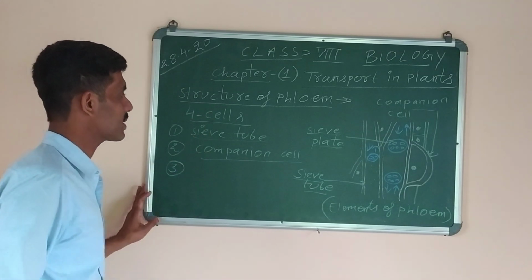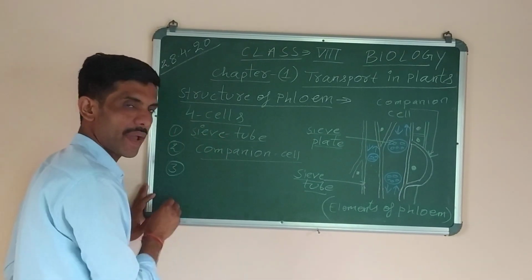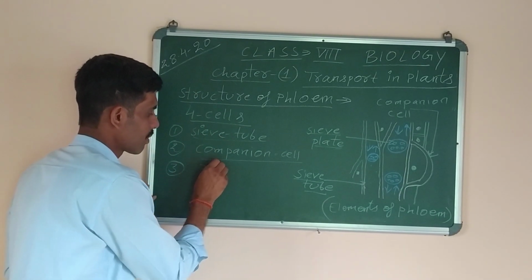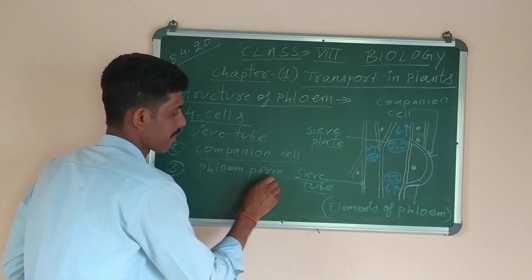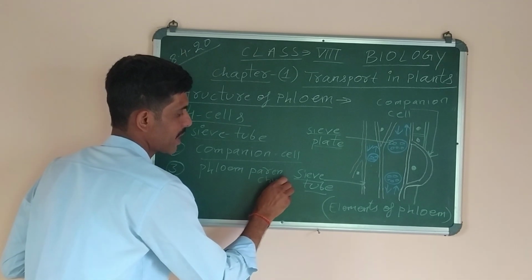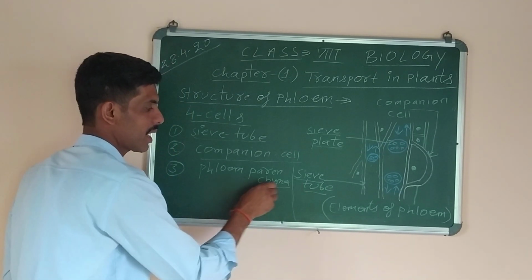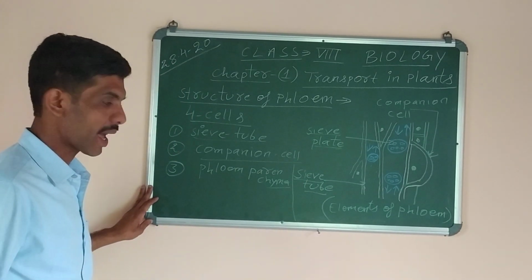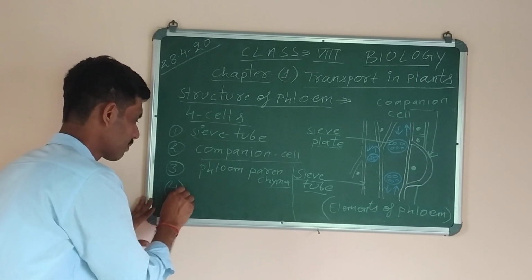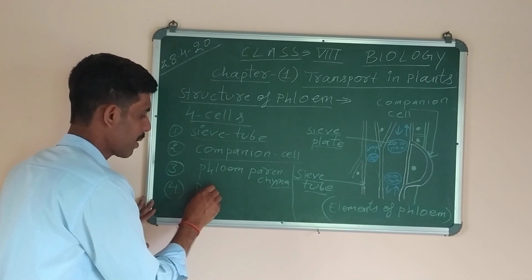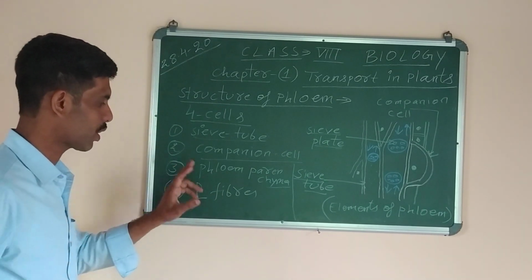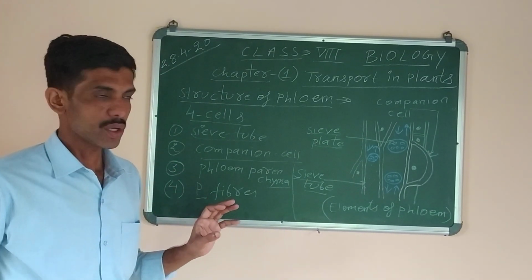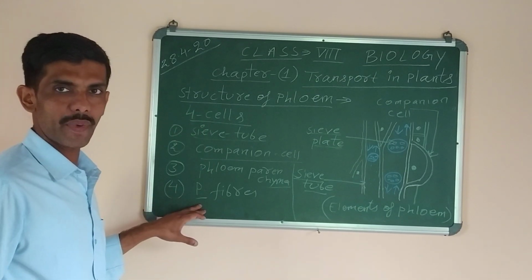Let's complete this one first. Sieve tube, companion cell, phloem parenchyma. Phloem parenchyma is made up of living cells. It helps in the storage of food. And the last one, that is the fourth one, is phloem fibers. I am not writing the complete word here. P means phloem here. Phloem fibers. So these are the four elements of phloem.